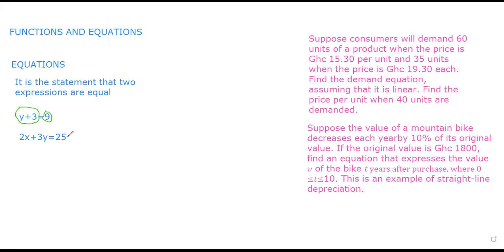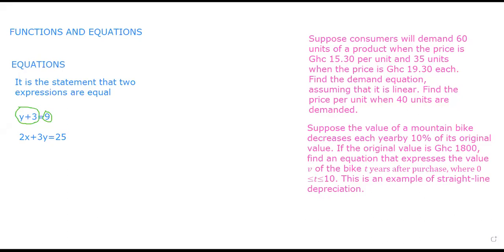So for example, the first example, we can easily solve for y, and y will give us 6. But the second example, we should have two equations before we can solve for them, because it has two variables, x and y. And that is where we can apply simultaneous equations. If you have three variables, then we must have three equations to be able to solve for them.